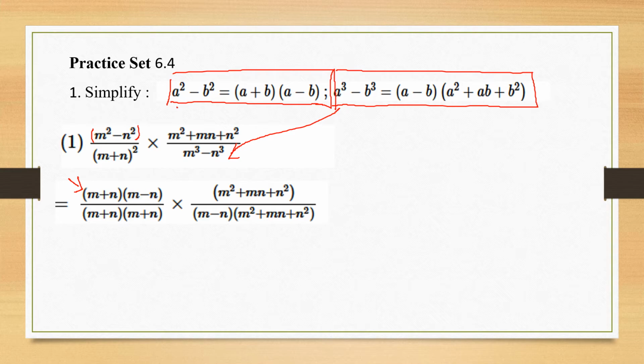Now this m plus n and this m plus n get cancelled, and the numerator m squared plus mn plus n squared and the denominator m squared plus mn plus n squared get cancelled. Similarly, this m minus n and this m minus n get cancelled. The only thing remaining is m plus n, which is in the denominator. So your final answer is 1 upon m plus n. The solution of this algebraic expression is 1 upon m plus n.